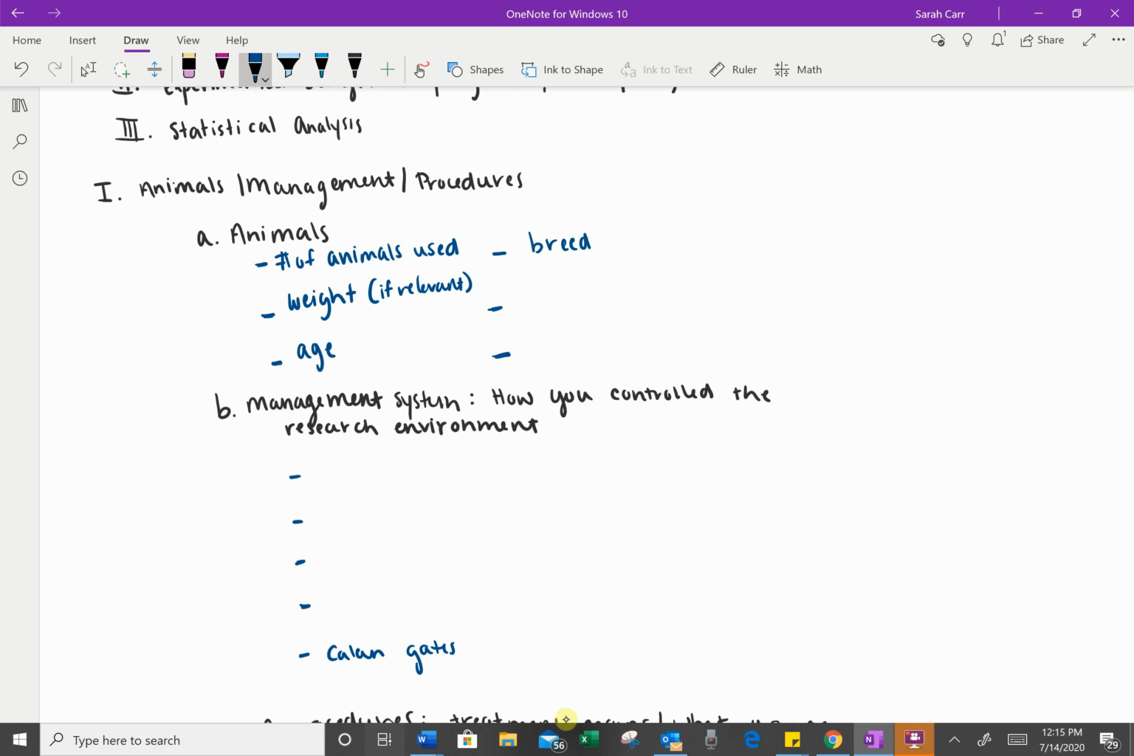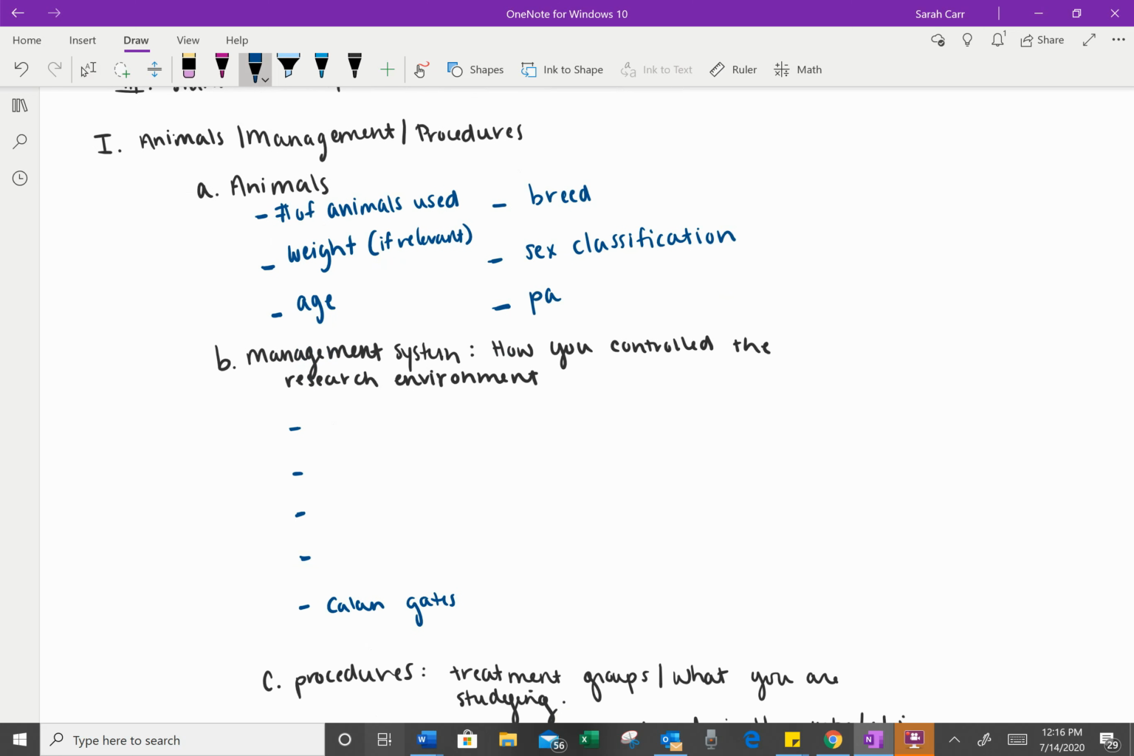You would want to look at their sex classifications. And as you remember from earlier in this course, the sex classifications can include whether or not, say, they're heifers, bulls, boars, etc. You would also want to report their parity. And this is simply the number of times that a dam has given birth.